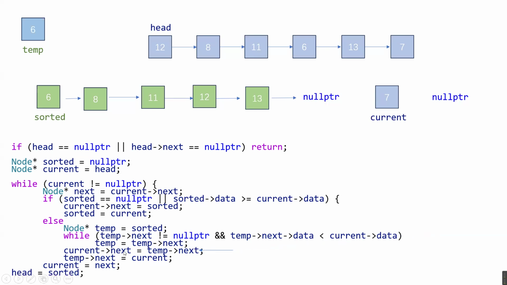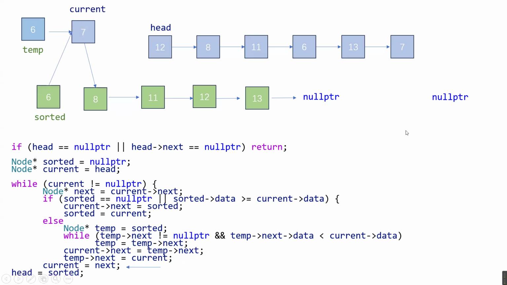The current data will become the template next. The current next will become the template next. So here, it will point to the 8, right? Also, the template next will become the current. So in this way, we successfully insert the current, the 7, into the correct position.